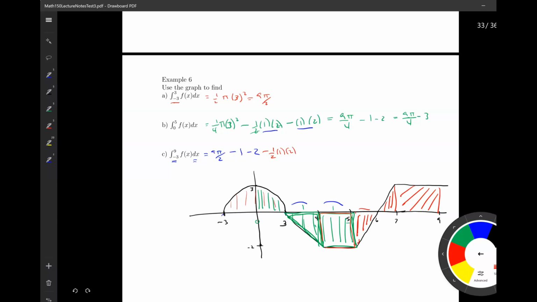Then I'm going to be moving on to this triangle, which is above the x-axis. Tried to make it going up to this 3 as well. So 1/2 base is 1, height is 3. And then the area of this last rectangle here will be base of 2, and then the height, which is 3. So that's all of the area between -3 and 9.